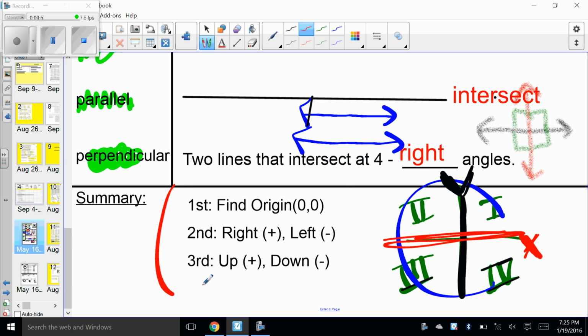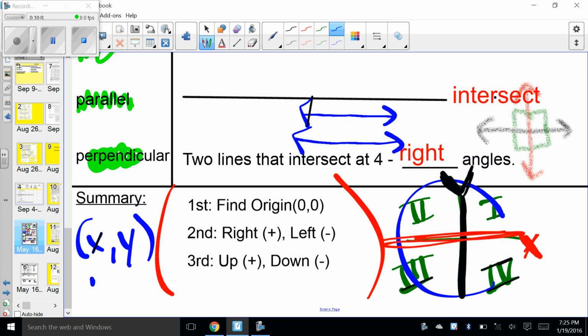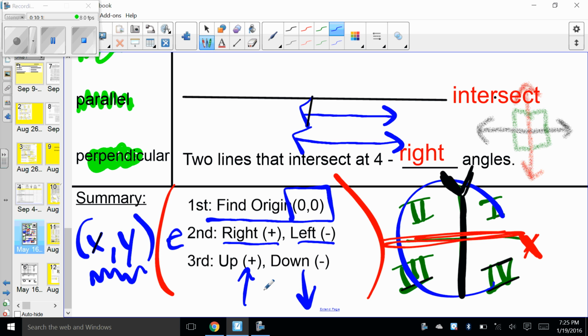And we summarize here how would I find my hotel room. All hotel rooms are in the form of X comma Y. This is going to be my room for today's work. Go to the origin, the front door, check in. Then find the elevator next. Right is positive, left is negative, up and down, and you find your hotel room.